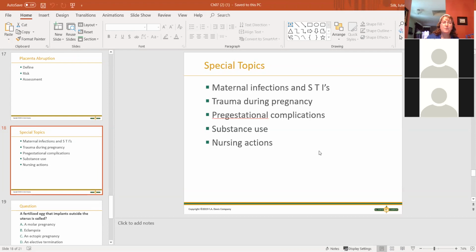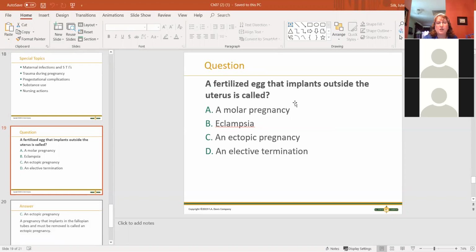So on this slide, it's talking about STIs, so sexually transmitted infections. This is always a big concern during pregnancy, that maybe something gets passed to the baby as it goes through the canal and it is born. So STIs can cause a lot of trouble. So you just want to make sure that you have a good assessment with your patient to make sure you know if they actually have this or not. All right, a fertilized egg that implants outside the uterus is an ectopic pregnancy.